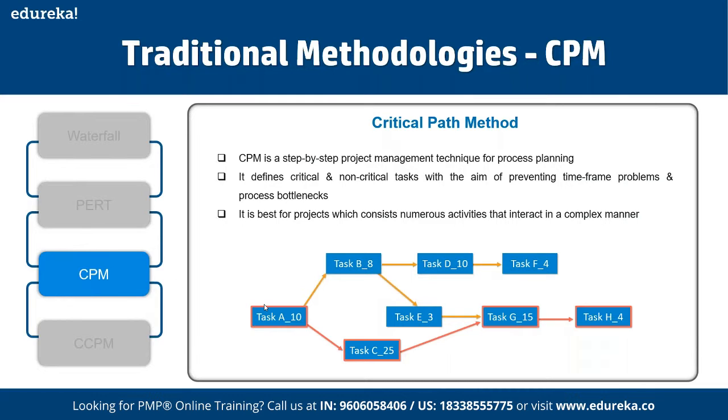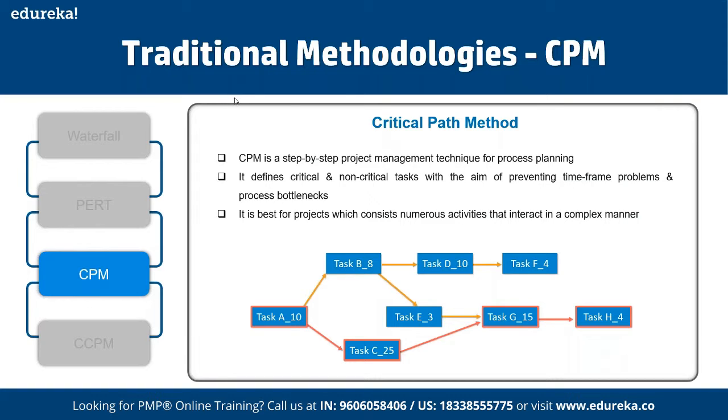For example, let's say we have task A. Task A may have two different dependencies, and the other tasks again have dependencies on other tasks, right? So when one process is dependent upon another process to be initiated or completed, that is a part of the critical path method.